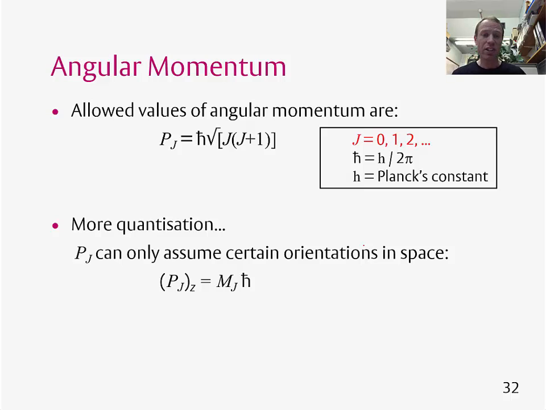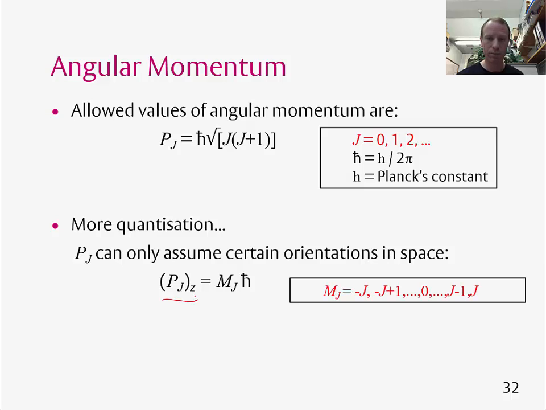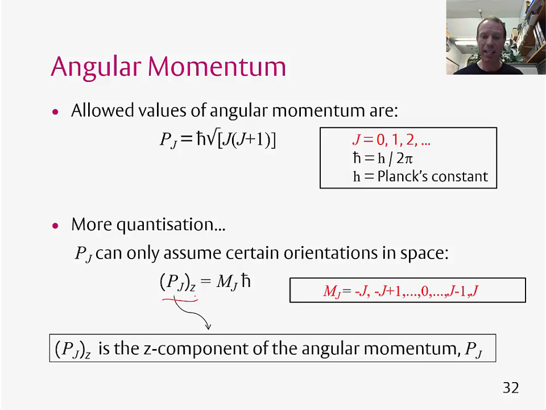It goes further than this, though. Once we have the angular momentum, quantum mechanics actually says that the angular momentum can only point in certain orientations in space. So the z component of the angular momentum of a state with quantum number J is given by m_J multiplied by ħ. m_J is another quantum number, the magnetic angular momentum quantum number, and it takes values from -J to +J.